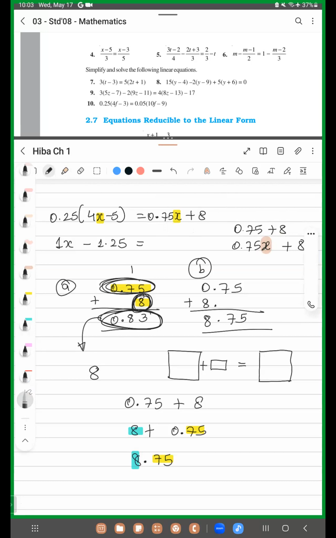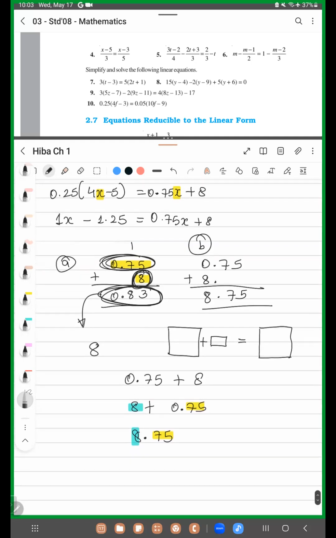Exactly, because they are not like terms. Okay, I understood. We will write it as it is. Very good. Now don't worry about the decimal. Think about this as 125 and think about this as 75.